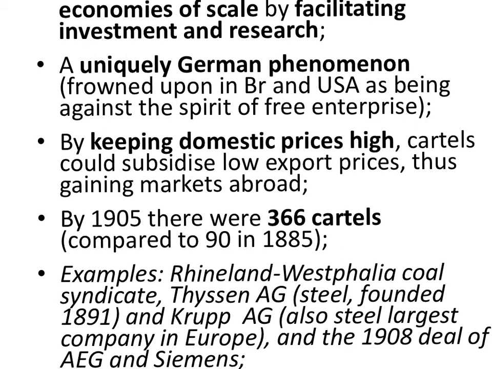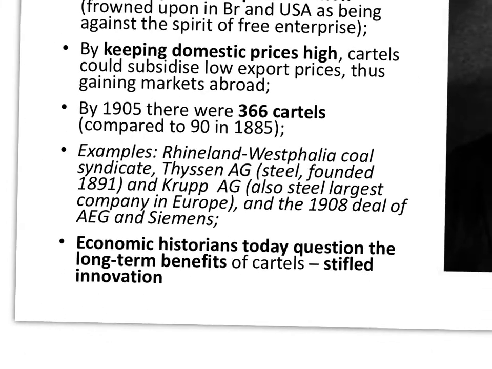And so by keeping those domestic prices high, they can use their profits to subsidize goods that they would want to sell abroad. They can lower the prices of goods that they want to sell abroad, and thus gain markets abroad for their goods, which is another reason for cartels. By 1905 there were 366 cartels compared to 90 in 1885, which shows you how much they expanded.